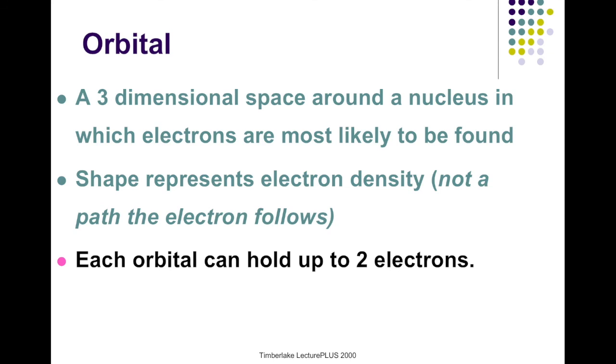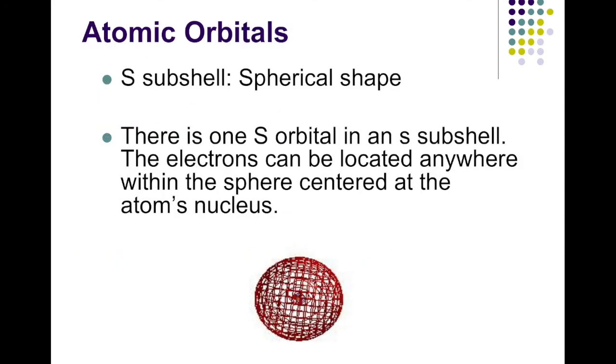Each orbital can hold up to 2 electrons. So this goes along with our Pauli exclusion principle. So only 2 electrons per orbital. Now let's take a look at each of the subshells. We're going to take a look at the s subshell. It looks like a sphere. So s, thinking of sphere, nice and easy.